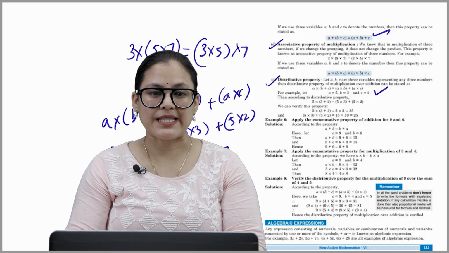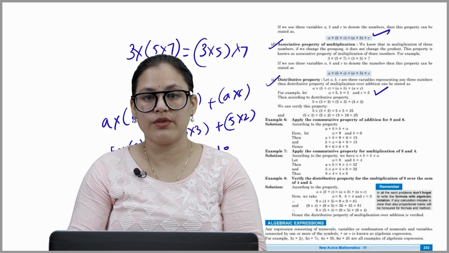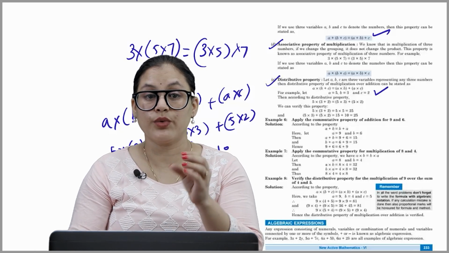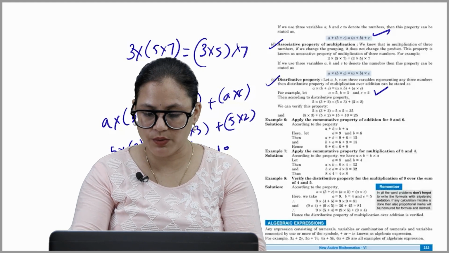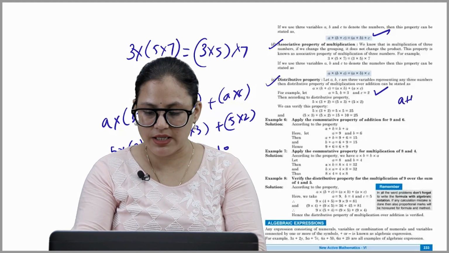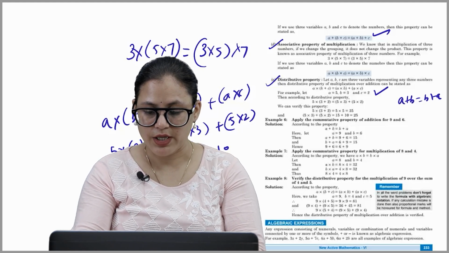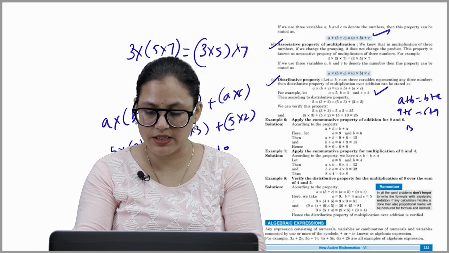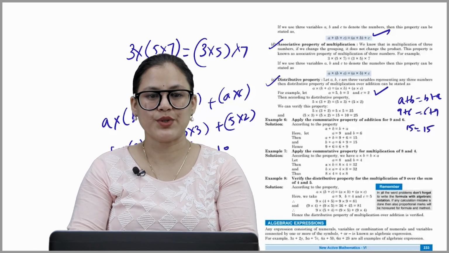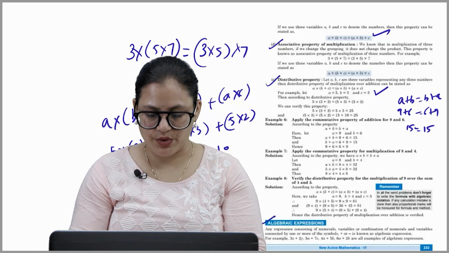Example 6. Apply the commutative property of addition for 9 and 6. Here you have to apply the commutative property. So, commutative property, what does this say? A plus B is equal to B plus A. So, 9 plus 6 is equal to 6 plus 9. That is 15 is equal to 15. Right, students?